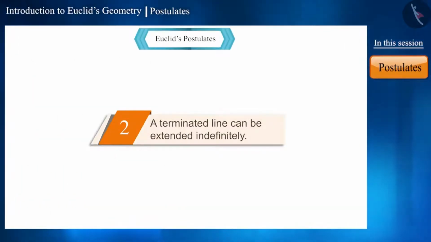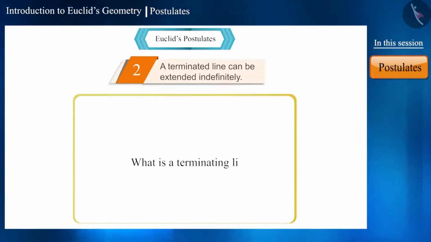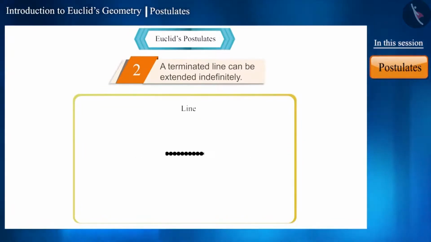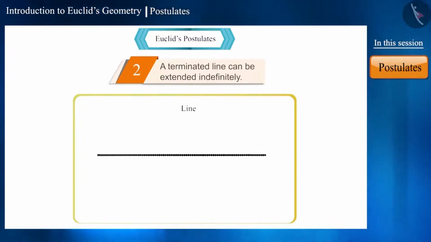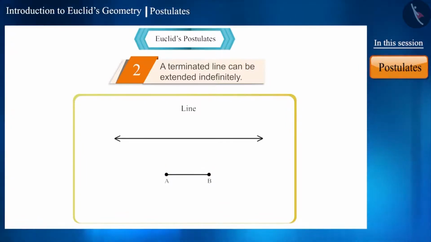Now let's understand the second postulate. A terminating line can be extended indefinitely. Friends, can you tell what is a terminating line? We know that a line is straight and a series of never-ending points. And we represent a line with arrows on both ends. A part of a line which has no mark or symbol on either side and which ends in a point is called a line segment. And this line segment was previously known as a terminating line.